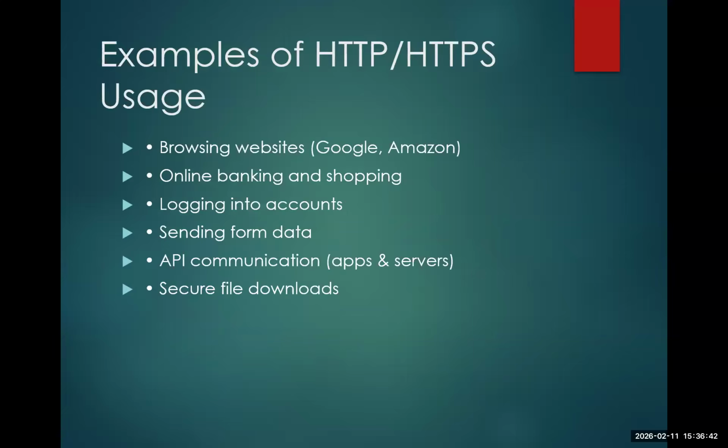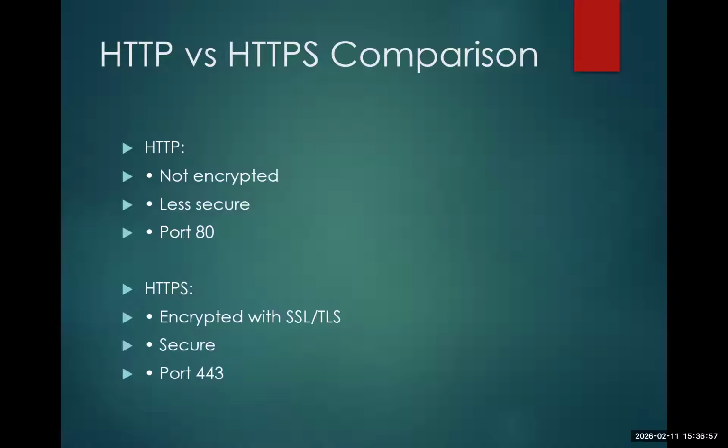Here are some examples of the ways they're used: browsing websites, online banking and shopping, logging into accounts, sending form data, API communication, and secure file downloads. And finally, a comparison between the two. HTTP is not encrypted, less secure, and uses port 80. HTTPS is encrypted with SSL/TLS. It's more secure, and it uses port 443.